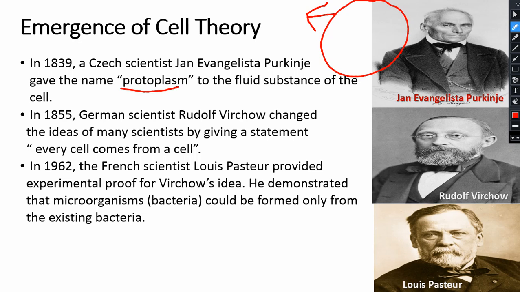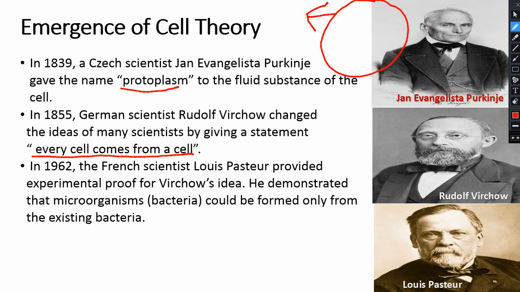Then in 1855, German scientist Rudolf Virchow changed the idea of many scientists by giving a statement: every cell comes from a cell. Now this was a major breakthrough, because before this statement that cells come from pre-existing cells, people thought that cells were coming from nothing, originating from nothing. But he disproved that concept.